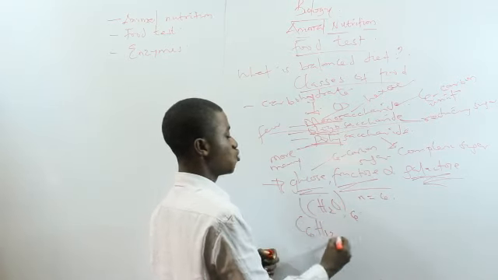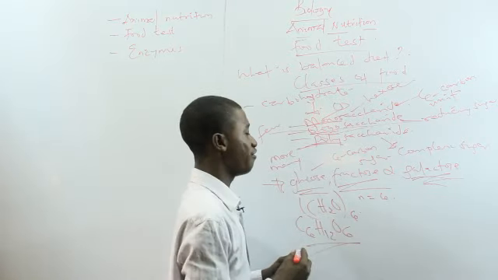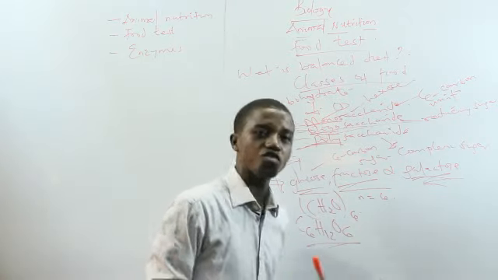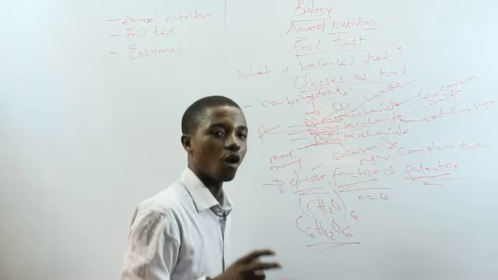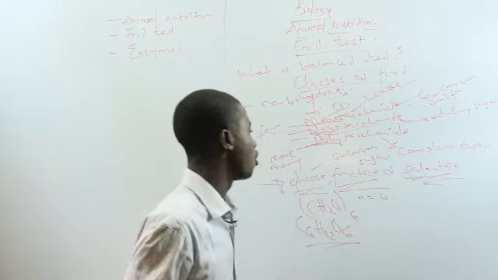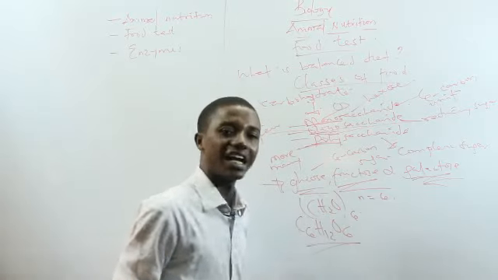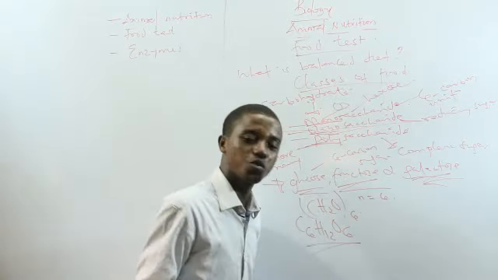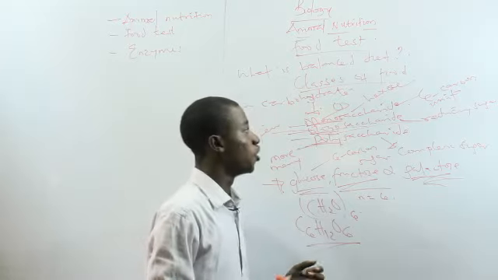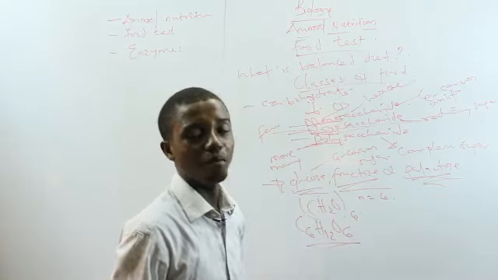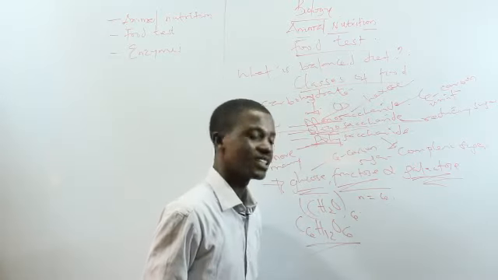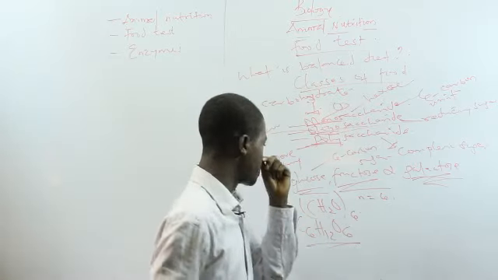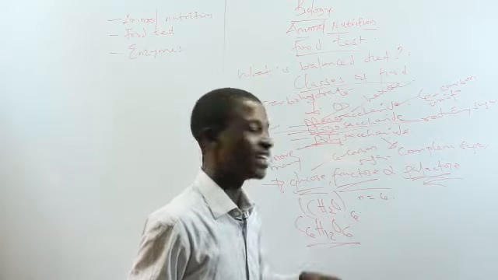2 times 6, H12O6. So the formula for glucose, fructose, and galactose is C6H12O6. Monosaccharides are 6-carbon sugars. They are hexose sugars, with 6 carbon units. A very good example is glucose, fructose, and galactose.